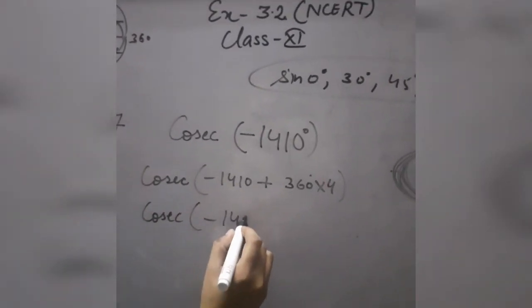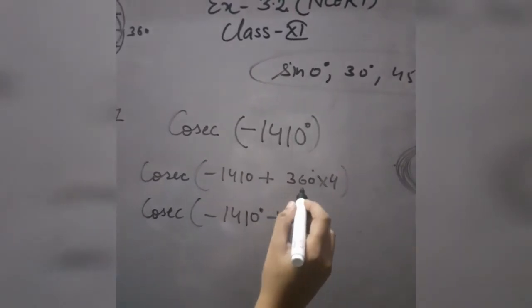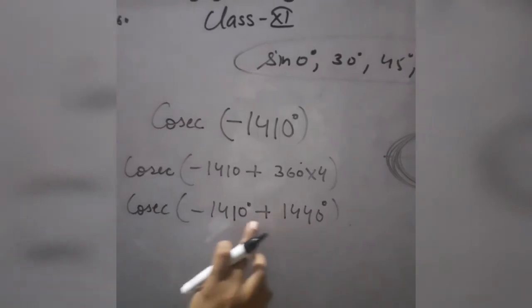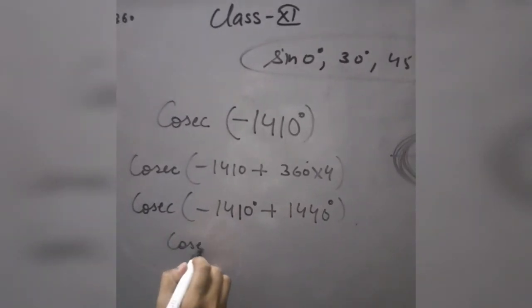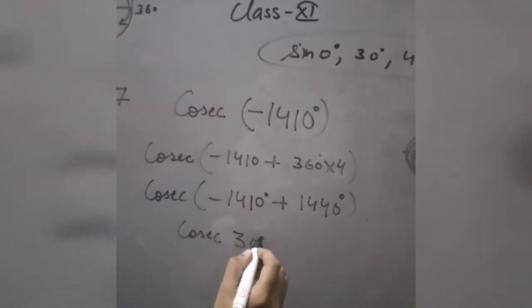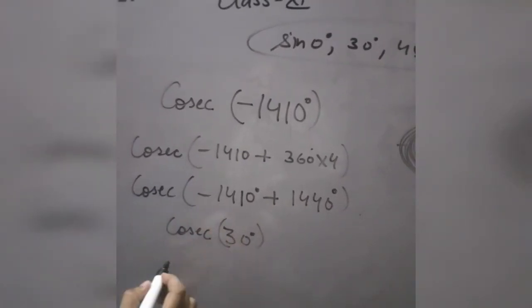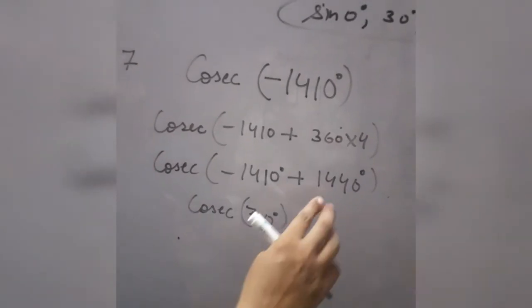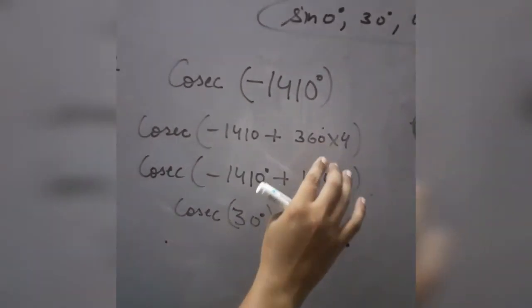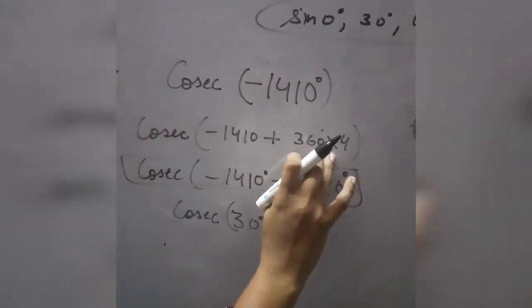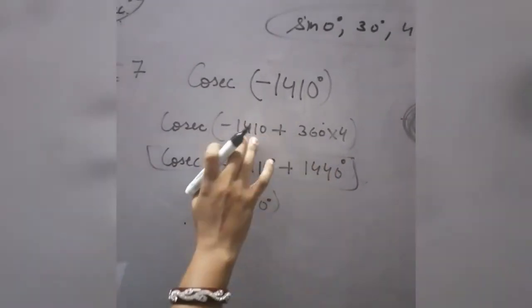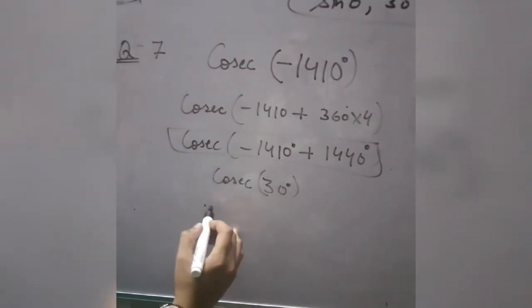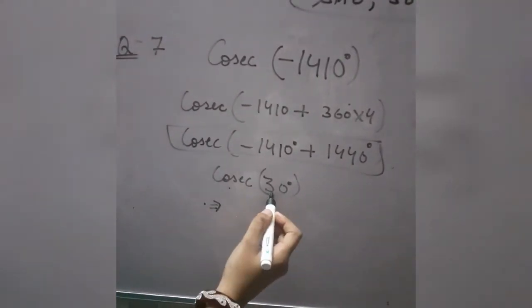Now this 1410 remains as it is. 360 into 4 becomes 1440, and 1440 minus 1410 gives cosecant 30 degrees. Now see here, if you are taking 360 into 4, this is the result of 360 plus something, or you can say minus something. This is cosecant 30, and for the value of cosecant 30, you can directly put the value.